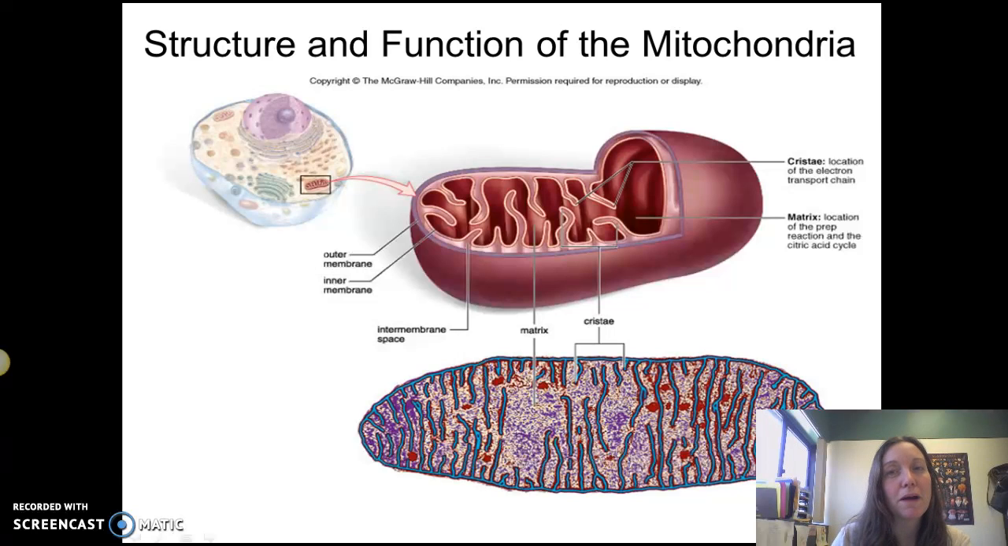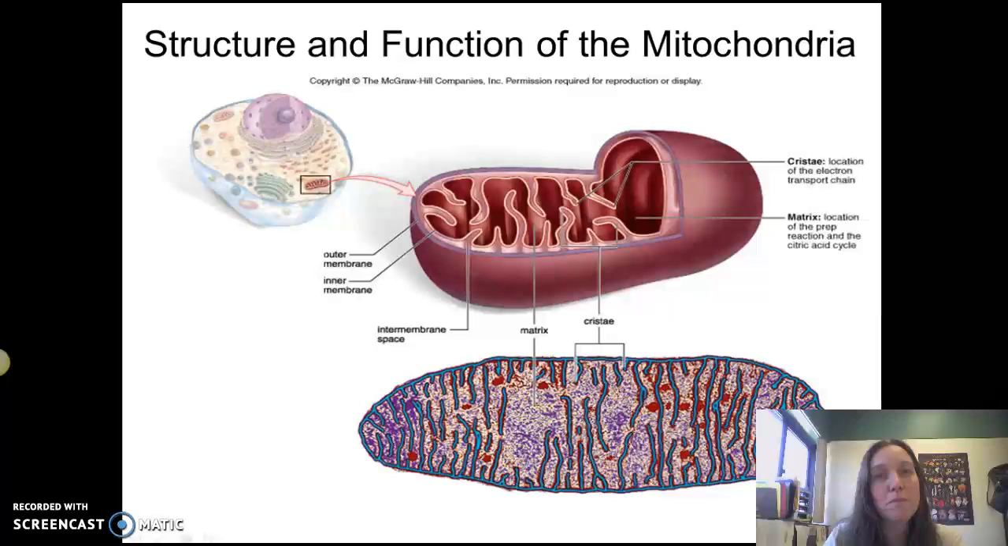Here's just a review of the mitochondria, and you can see the double membrane here. The cristae are the infoldings of the inner membrane, and the matrix is actually a fluid-filled space that contains ions, enzymes, and other molecules that function in cell respiration. At the bottom of this slide, you can see an actual electron micrograph of a cross-section of a mitochondrion.